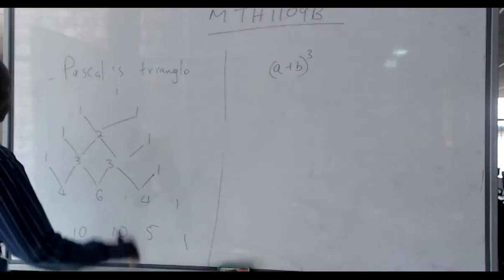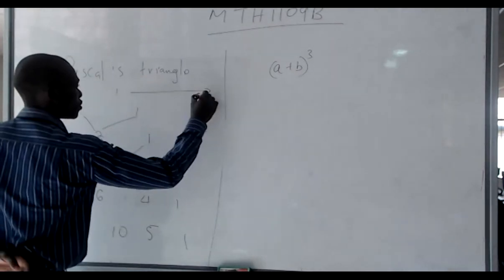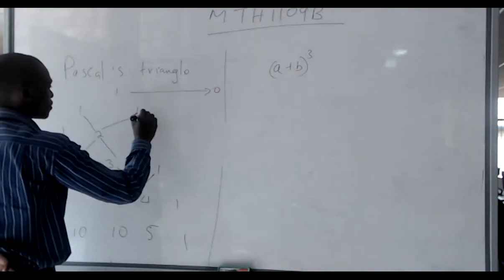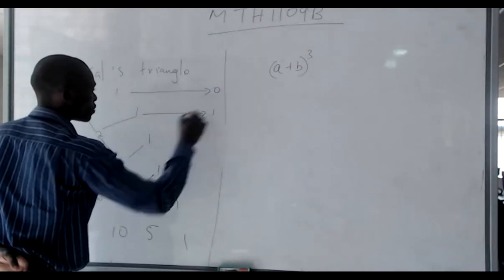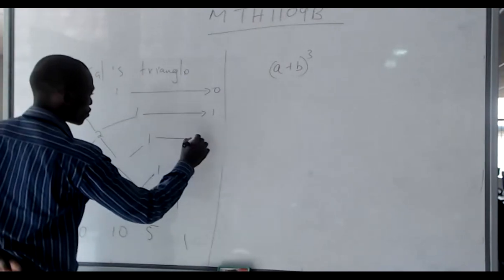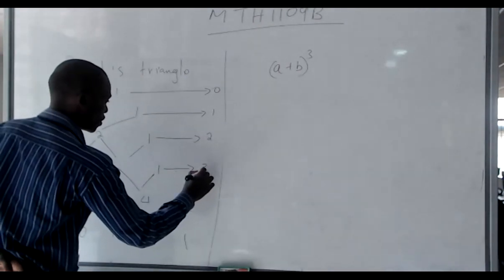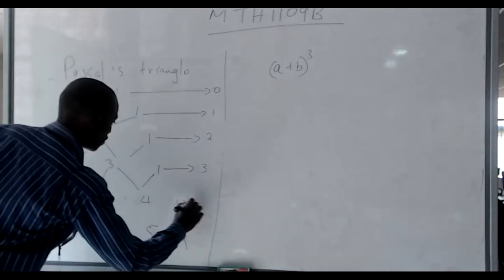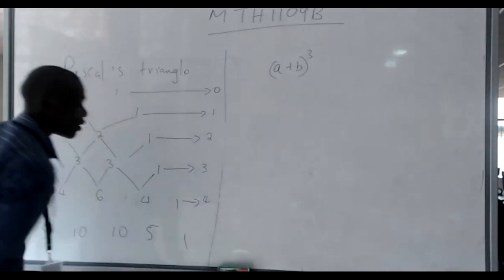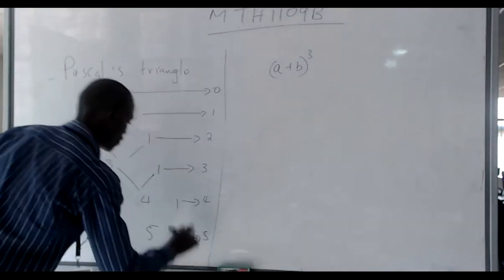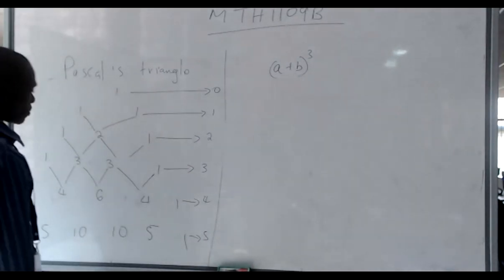So in Pascal's triangle, the first row is used when you're raising terms to the power 0. The second row when you're raising terms to the power 1. The third row when you're raising terms to the power 2. The fourth row when you're raising terms to the power 3. The fifth row when you're raising terms to the power 4. And the sixth row when you're raising terms to the power of 5. It goes on and on forever.